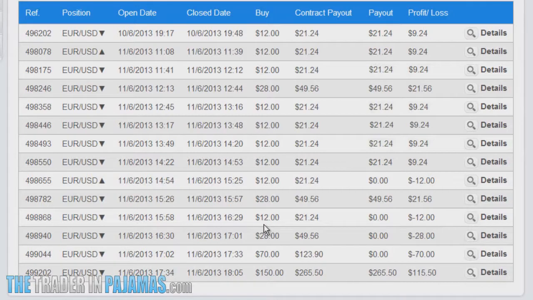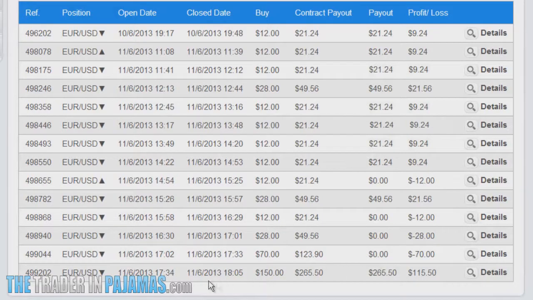Here was the first trade for $12. We had a put down trade. This trade had a 0 payout because it was a losing trade. Our second trade for $28 was a put down trade. This trade also had a 0 payout. It was a losing trade. Then we've got our third trade for $70. We created a put down trade, and this trade had a 0 payout as well because it was a losing trade. So then we moved on to step 4.